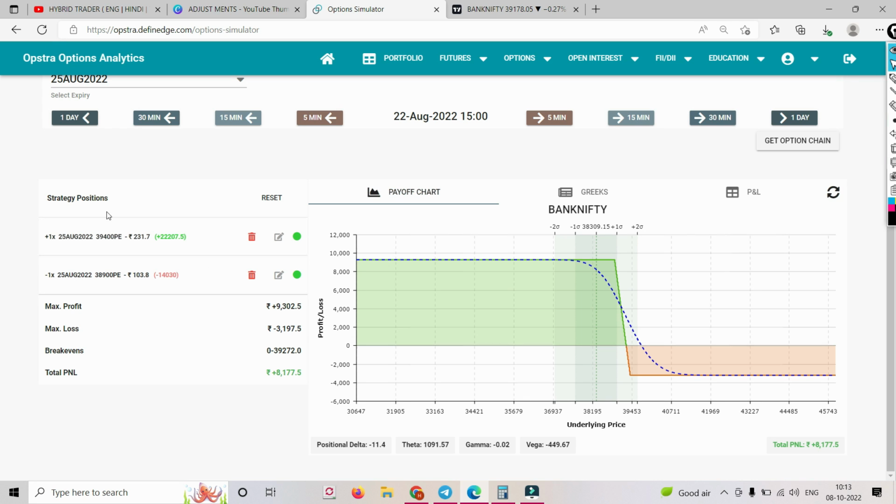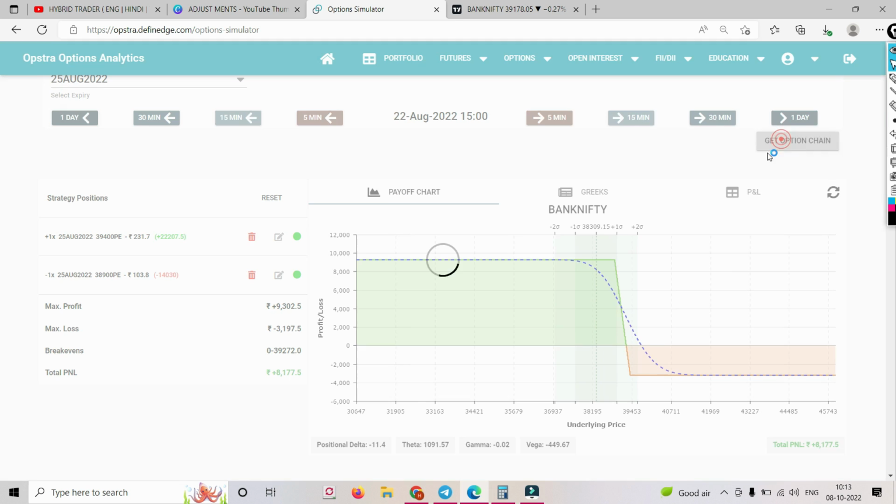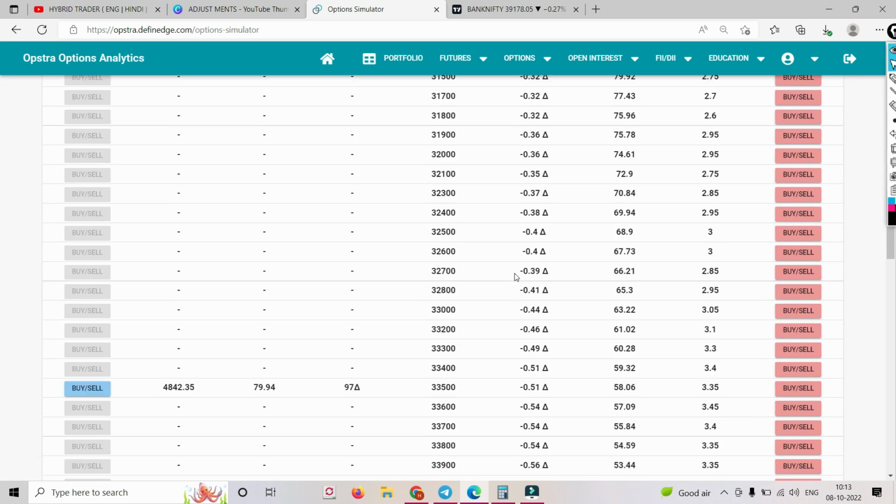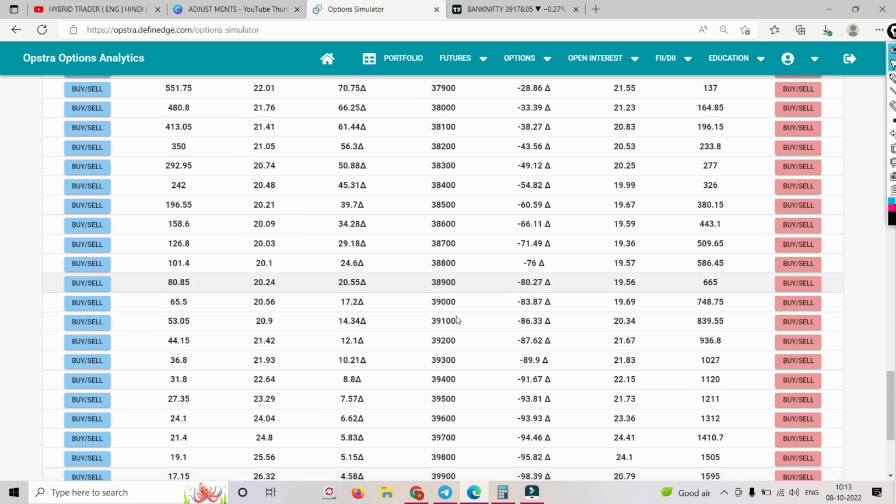Okay, what if I deploy a call debit spread on top of my put debit spread? Where is the market standing? The market stands now at 38,300. Let me go to 38,300. Okay, this is where your market is standing, 38,300.